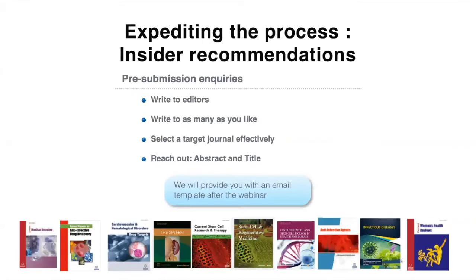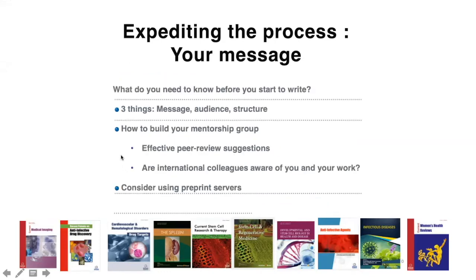So we do recommend that you expedite that process. Some of our insider recommendations would include making pre-submission inquiries, writing to editors, talking to them about your work before you make your submissions, selecting a target journal effectively, reaching out with your title and with your abstract. I will be giving you a template over email at the end of our event today to help you with that process. And in a minute, later on, we're going to be talking about some tips and tricks for writing your title and writing your abstract.